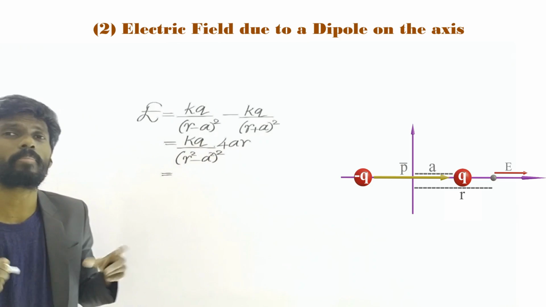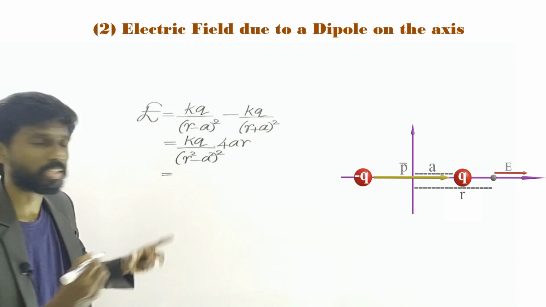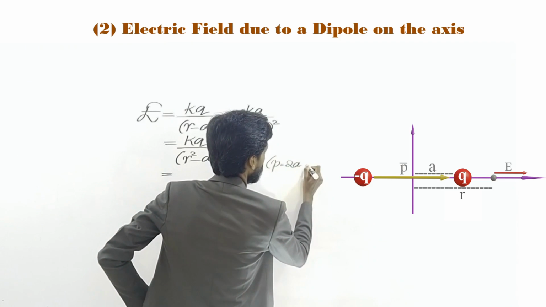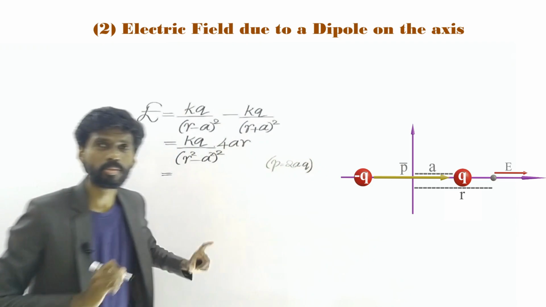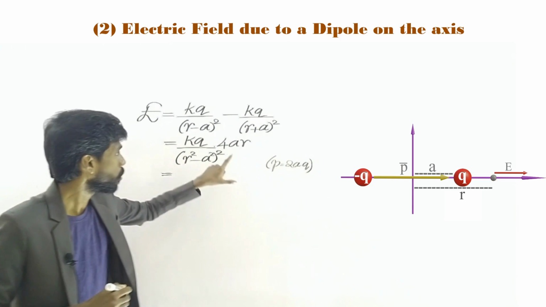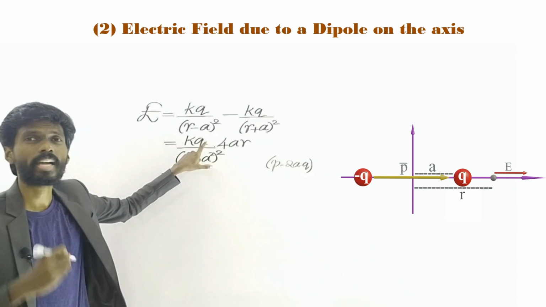What is 2a multiplied by q? That is called a dipole moment. So we have the formula for dipole moment P, which equals the distance 2a multiplied by the charge q. Alright, so that is the formula for dipole moment. P equals 2a multiplied by q. So here 2a multiplied by q can be written as P.